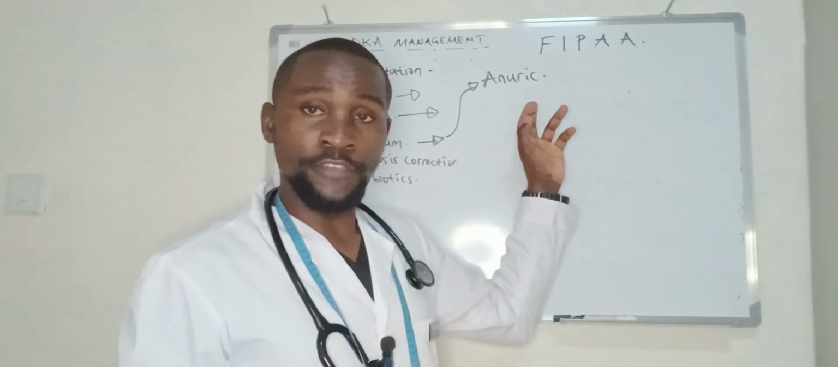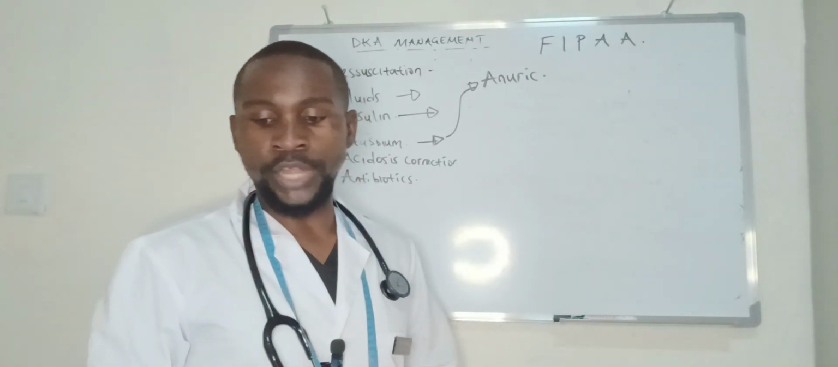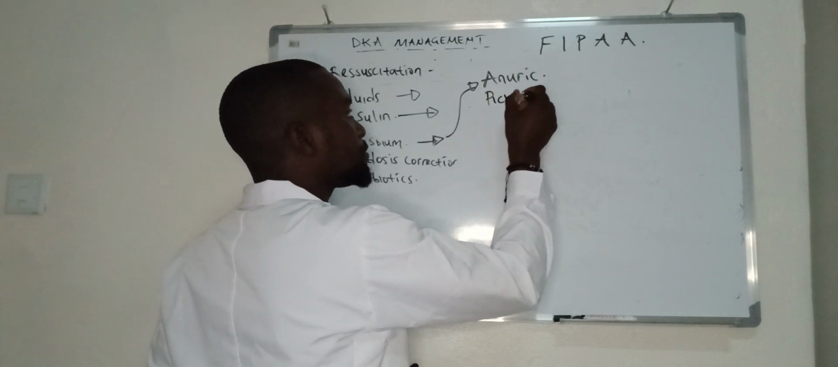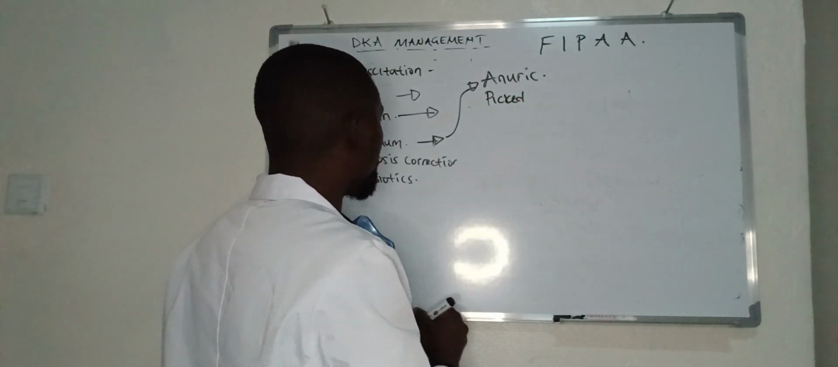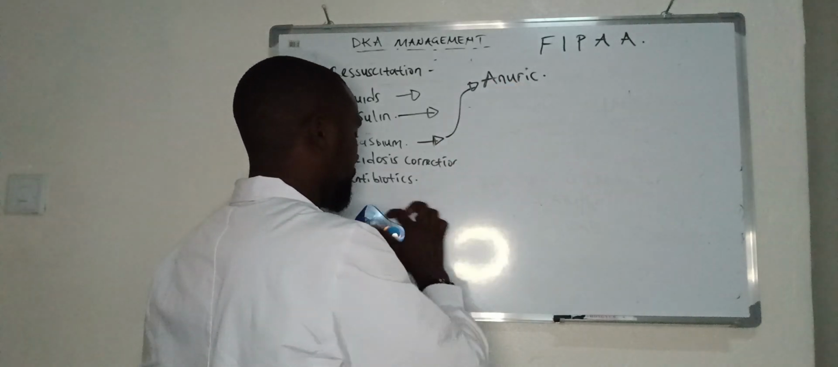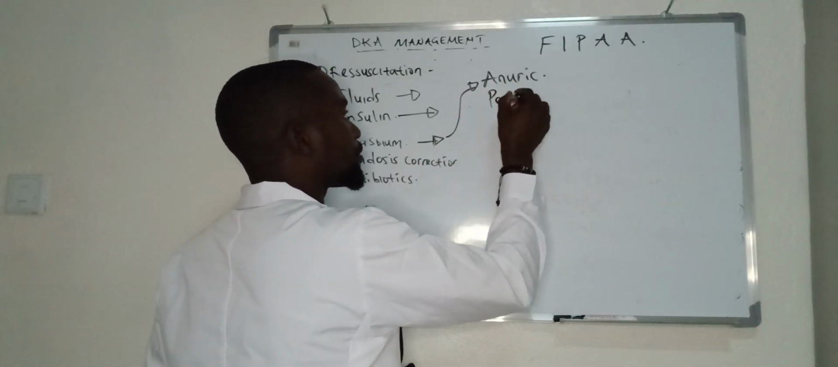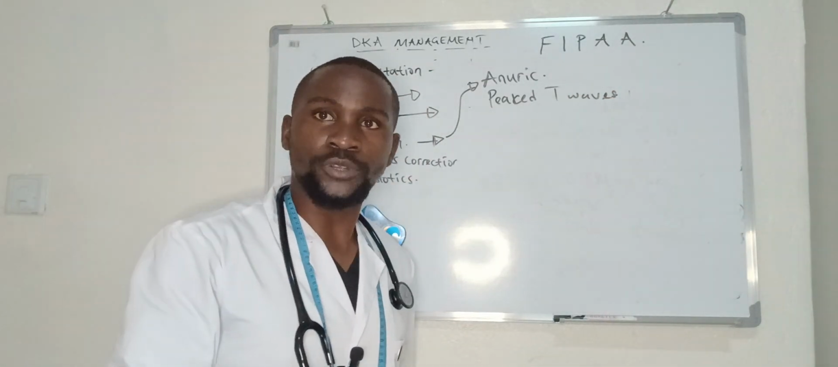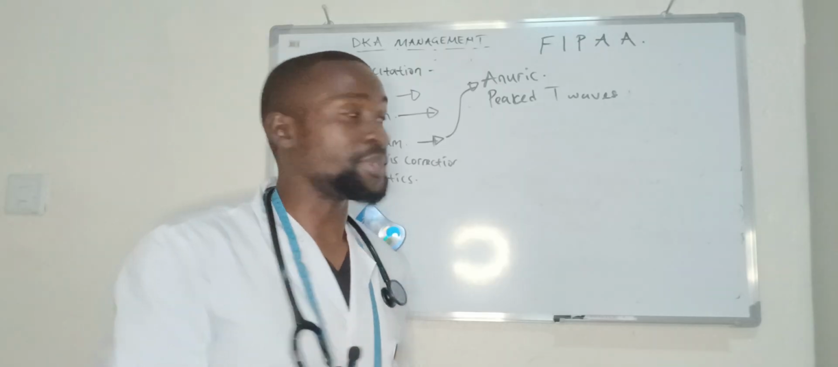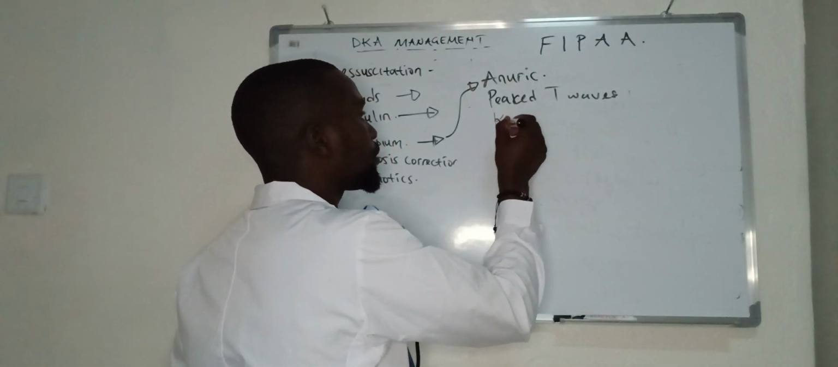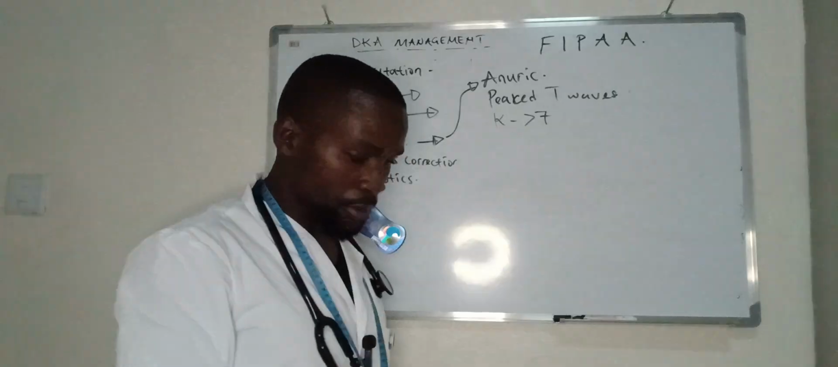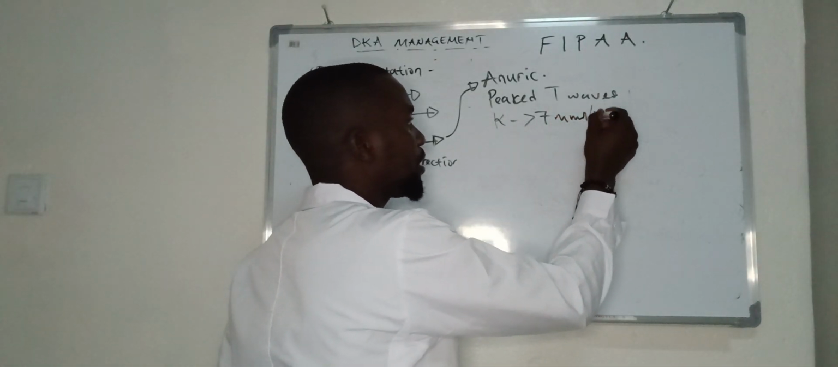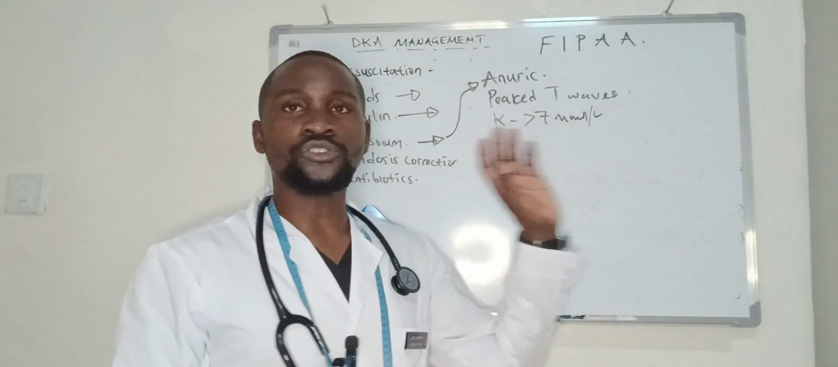So if the patient is anuric, you don't give potassium, and you also don't give potassium if you have peaked T waves on ECG. You do your ECG and you find peaked T waves, which is indicative of hyperkalemia. Or if your potassium level is greater than 7 millimoles per liter in blood, in such a case you don't commence potassium.